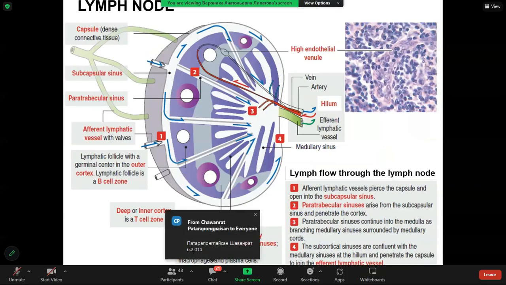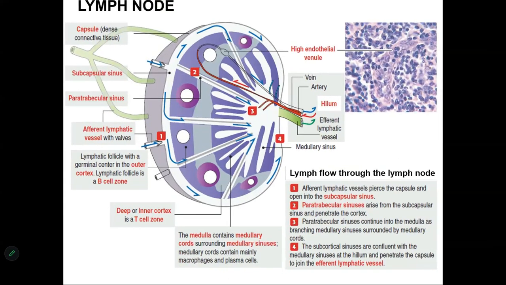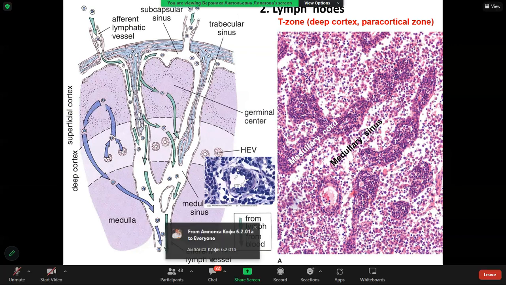This picture illustrates the same with more detail. If it's possible, please take a photo of it. And in the deep cortex, so-called deep cortex, the high endothelial venules are located. This is absolutely unusual, with homing receptors. This is a place of recirculation of T lymphocytes into the bloodstream.